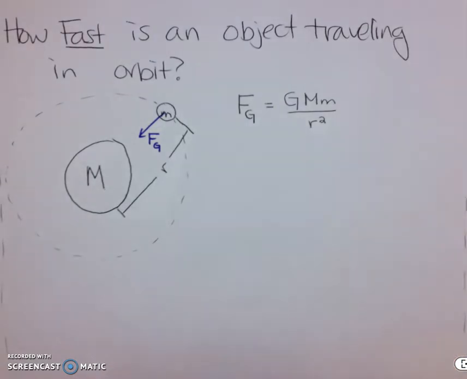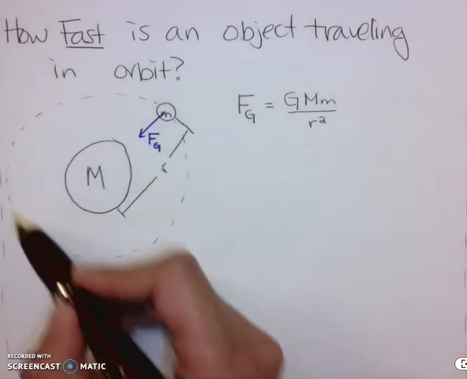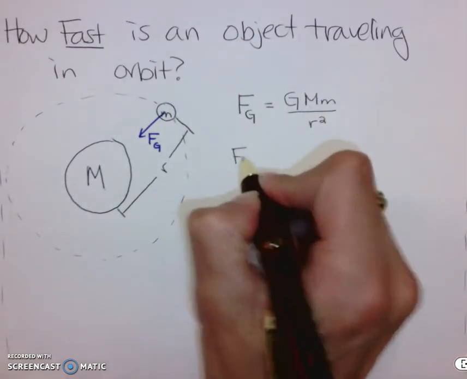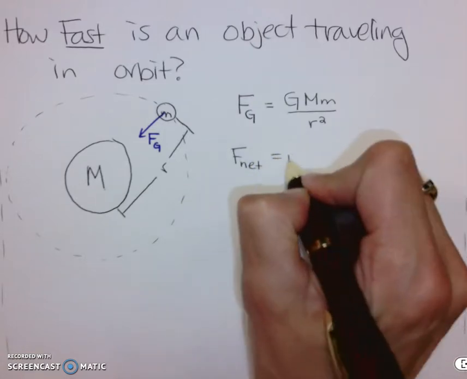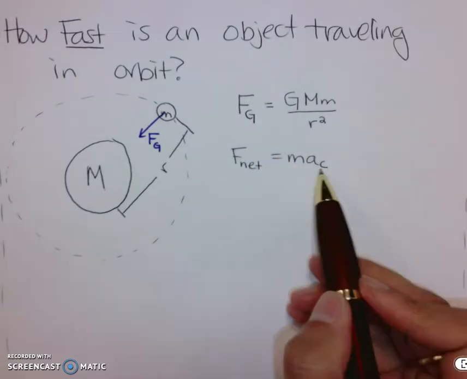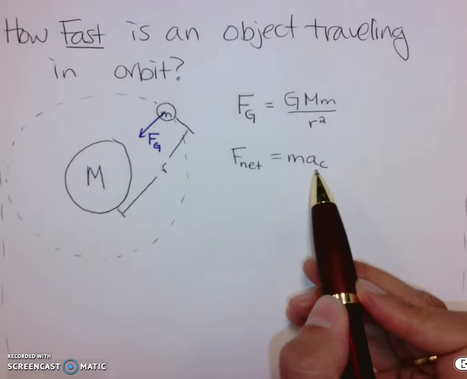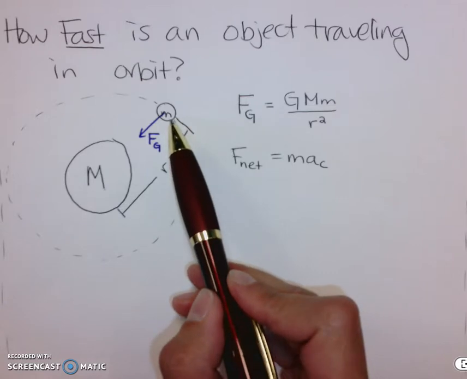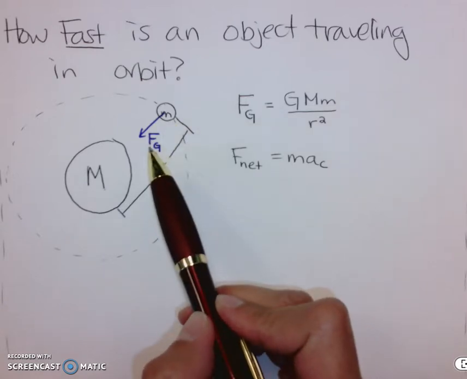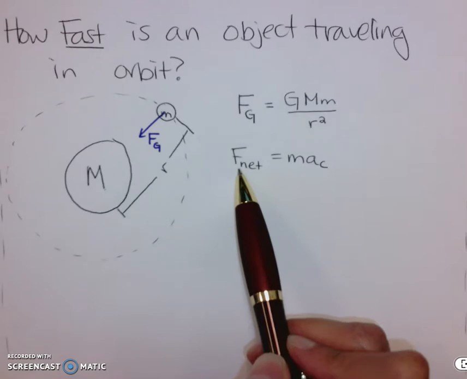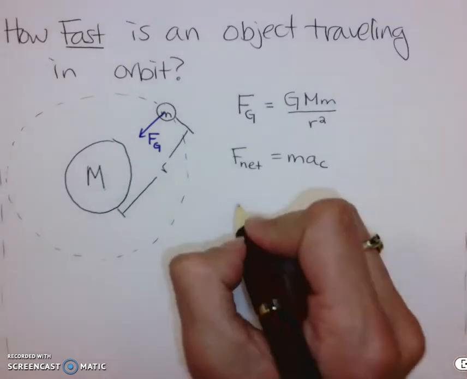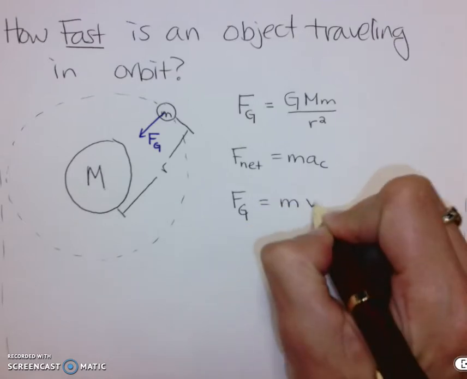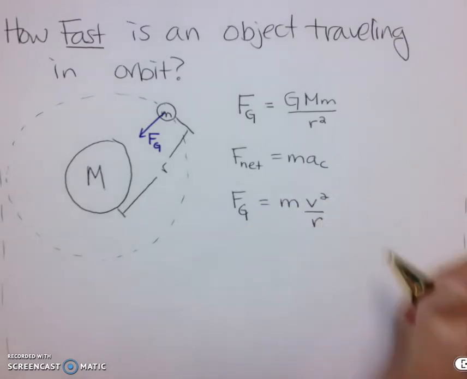Now I also know that because this little moon is in circular motion around the planet, that F net equals m a c, because I'm moving in a circle. F net is helping minus hindering. Well, the only force acting on the moon right now is that F big G, and so that is my F net. And so I end up with F big G is equal to m v squared over r.